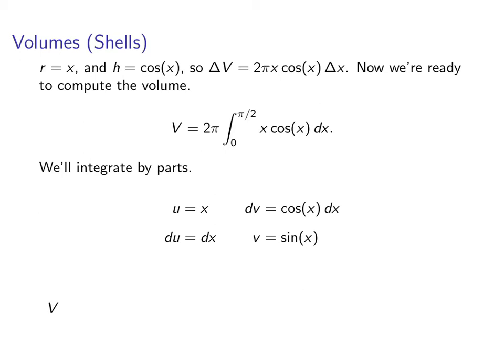Okay, so we put everything together. We'll get uv, so we'll have 2π x sin x, I'm just keeping the 2π in there, evaluated from 0 to π/2, minus 2π times the integral from 0 to π/2 of v du, so that's sin x dx.